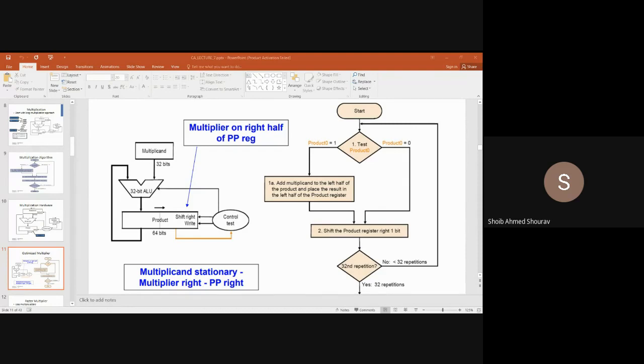Maliha Mehjabin, your answer is correct. Let me check all the answers. Okay, your answers are correct. Okay, everyone, please drop your entire answer here so that I can check.